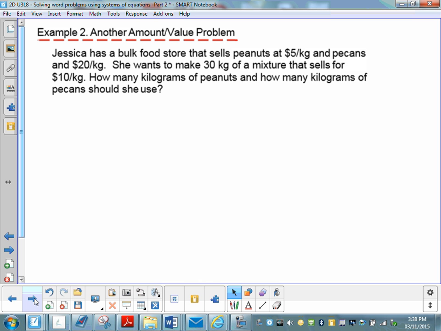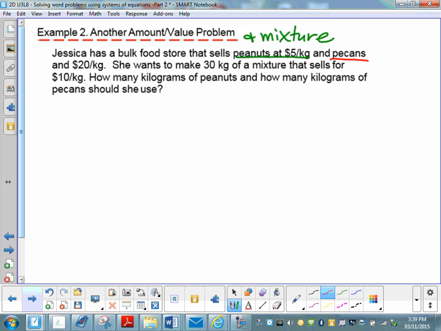So another amount value problem here. And this one, you'll also find that it has some common parts to the mixture problems we looked at in the last lesson. So here, Jessica has a bulk food store that sells peanuts at $5 a kilogram. So the peanuts are $5 a kilogram.